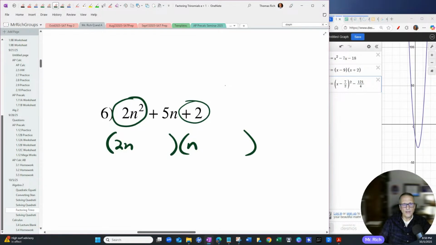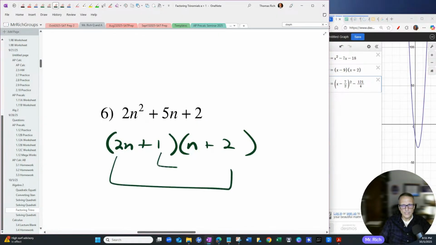2 and 1, right? In other words, 2 times 1 is what gives me 2. This term comes from the product of the last two numbers. So this is either a plus 1 and a plus 2, or it's a plus 2 and a plus 1. So if we try plus 1 plus 2, I know that this is the right factorization, because obviously the 2n and n give me the 2n squared, and the 1 times 2 gives me the 2. But the middle term, 5n, is a combination of the outer product and the inner product. So I look at the outer as 4n, the inner is 1n, and they combine to be 5n. I know that I factored it correctly.